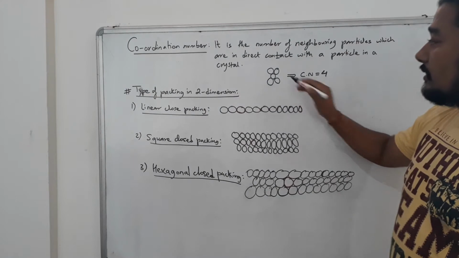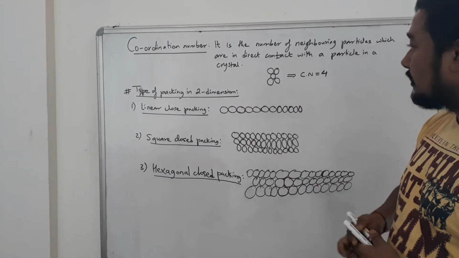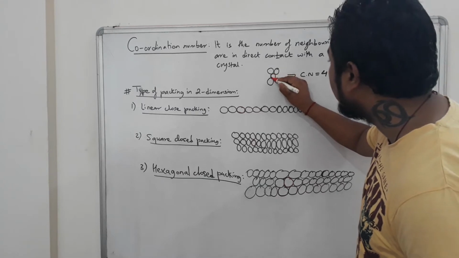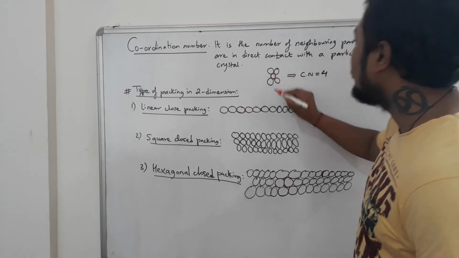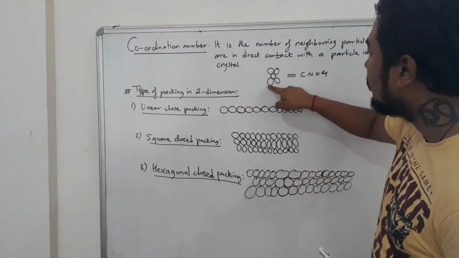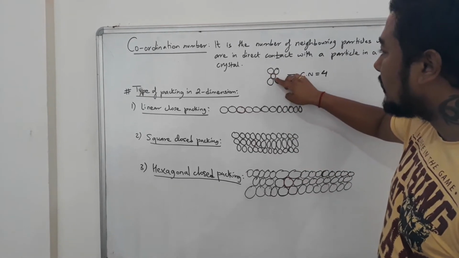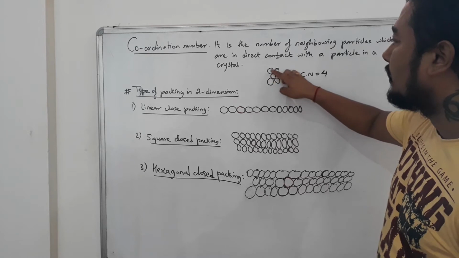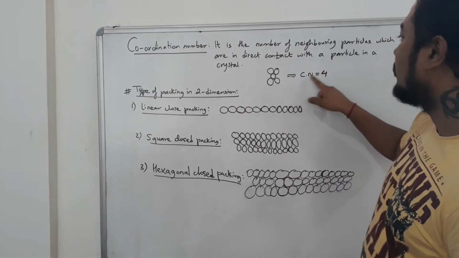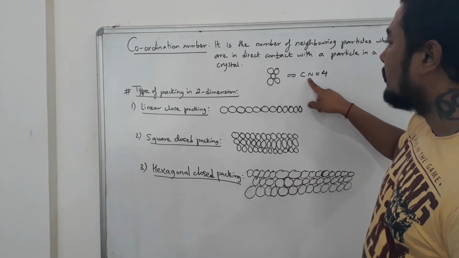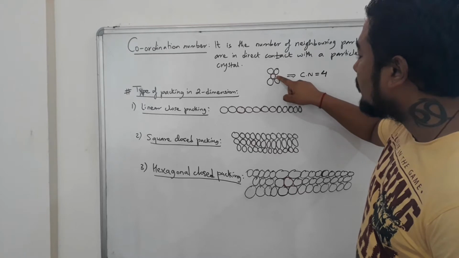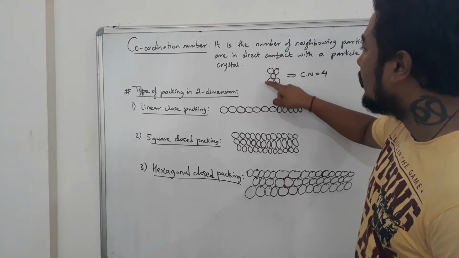You can see one example I have given out here. This is the central particle, and it is in direct contact with how many? 1, 2, 3, 4. So this central particle is in direct contact with 4 particles. Therefore, the coordination number out here is 4. CN means coordination number. In this case it is 4 because the particle at the center is directly linked with 4 other particles.